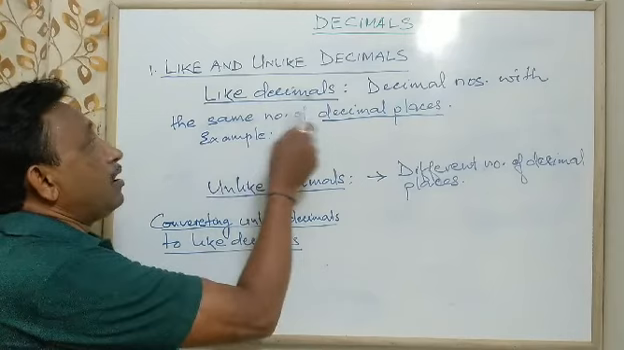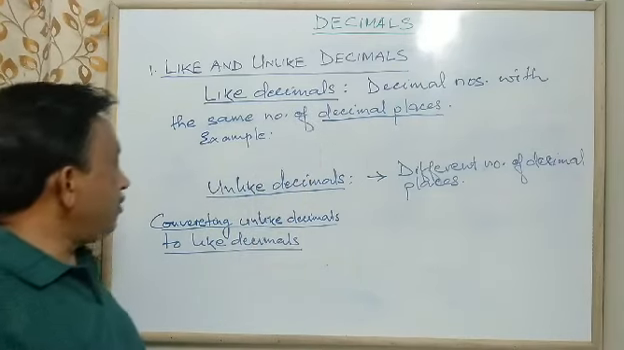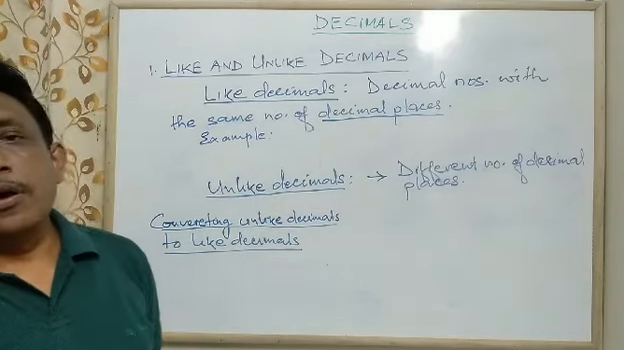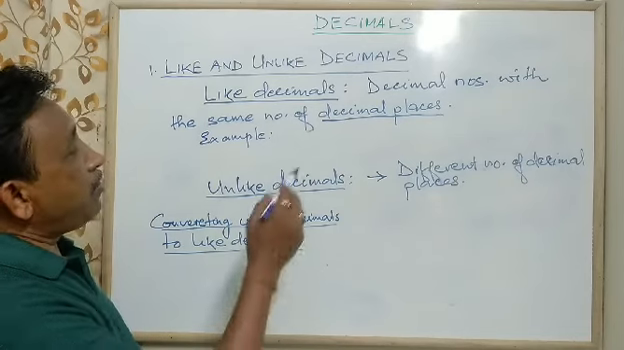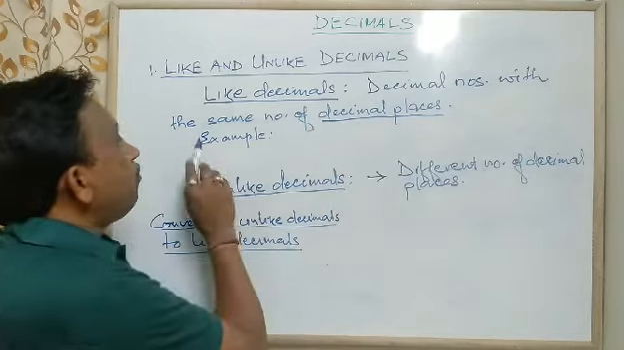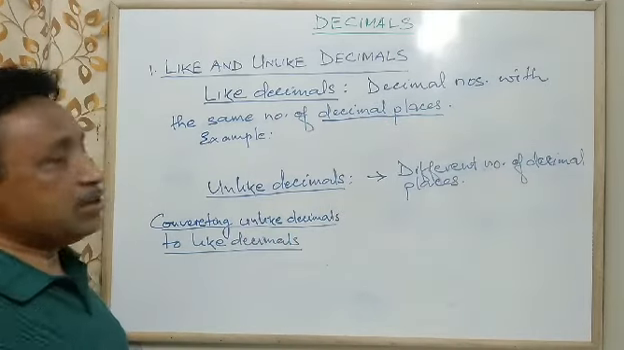Good evening, students. Today we'll be discussing like and unlike decimals and how to convert unlike decimals to like decimals. Now see, I've already written it down. Like decimals means decimal numbers with the same number of decimal places.